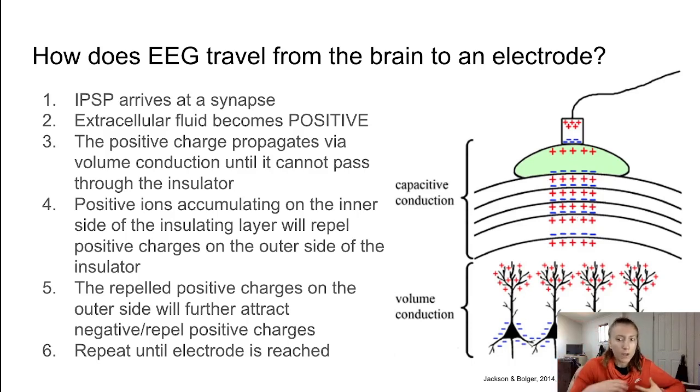Now, you might wonder, why do we actually need gel when we're recording EEG? And the answer to that is because air is a really poor conductor of electricity. So the gel is essentially thickened salt water. That allows these ions to actually travel in this arrangement until it reaches the electrode.